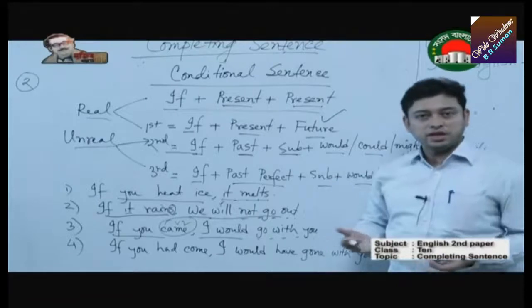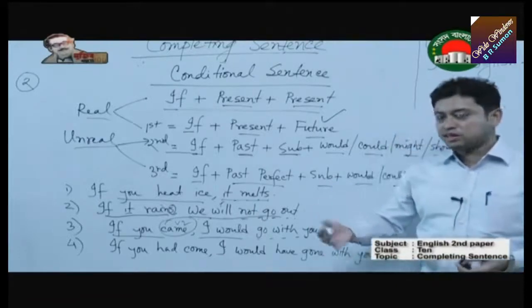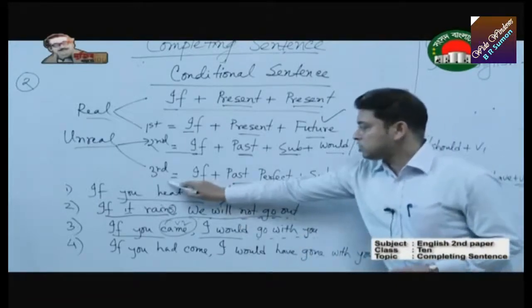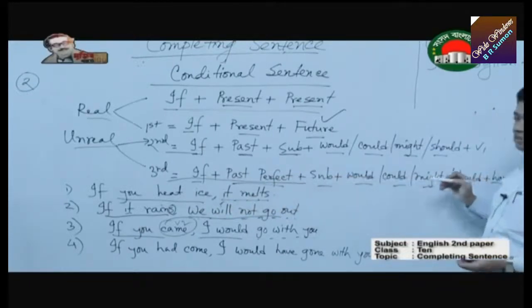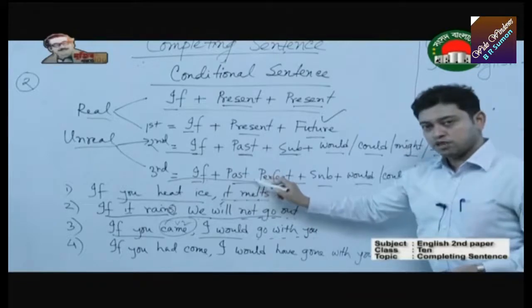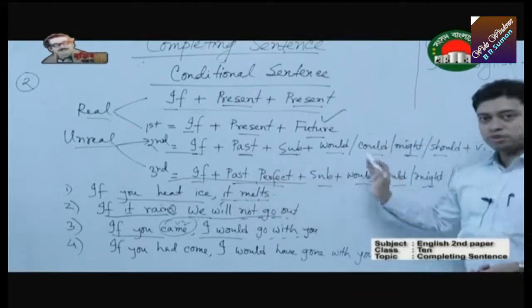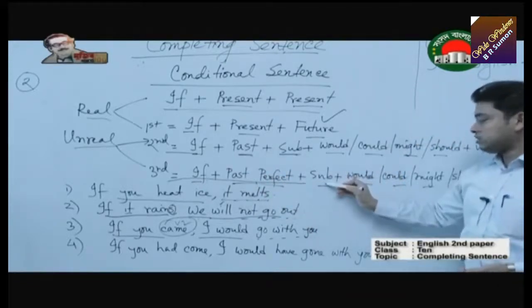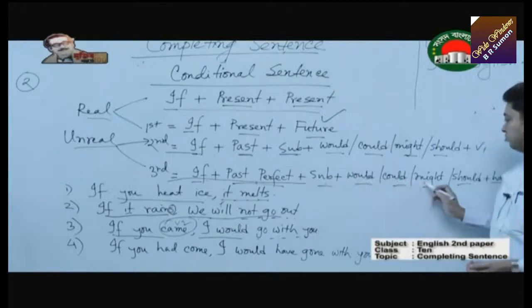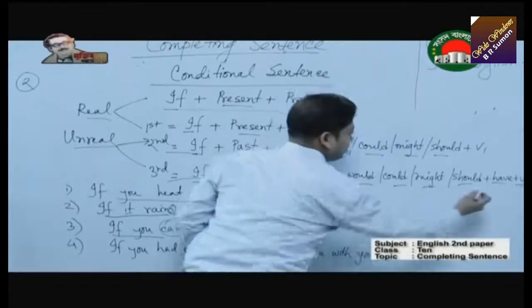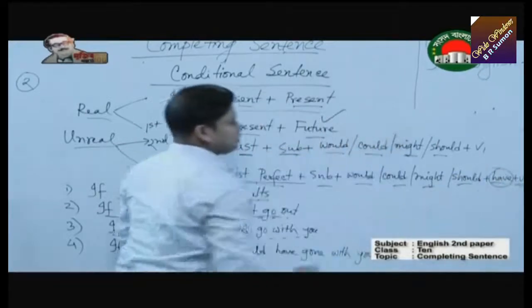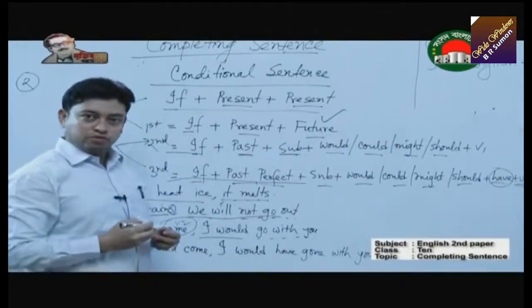Maybe you did not come, I did not go with you. Something like that. And the last one is known as the third conditional sentence. This is the structure of the third conditional sentence. If plus past perfect tense, then what would happen in the next clause? There will be a subject, there will be would or could, might or should, then there will be, most importantly, have. Then there will be V3, that means the past participle form of the verb.